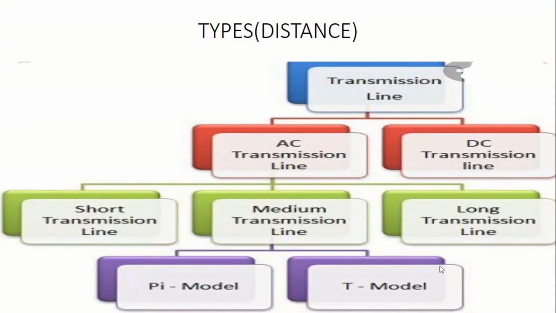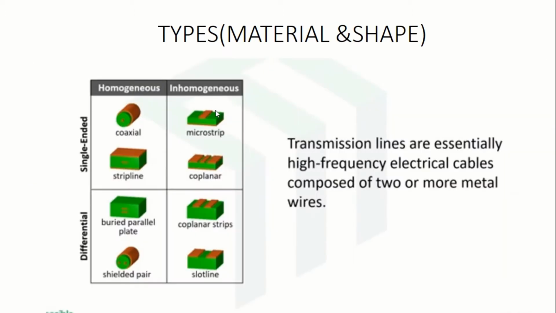Now we'll have the different types of transmission lines based on either AC or DC. It is first classified. And then the AC transmission lines are further classified into short transmission line, medium transmission line and long transmission line, in which medium transmission line can have either pi model or T model. A network can either take up the English shape T or pi. So based on distance is the classification of the transmission line.